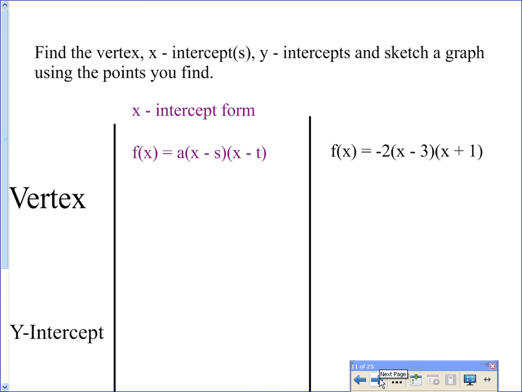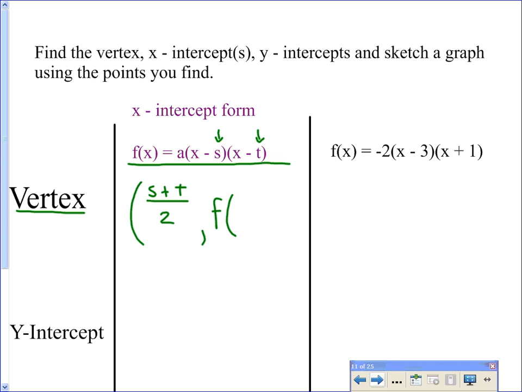All right, we've got one more form, and this is the x-intercept form. So for our x-intercept form, we're going to find the vertex first, and the vertex is going to be the average of these two. So we're going to say s plus t over 2, and that's going to be the x-coordinate. And so when you find the y-coordinate, it's just like we did in the previous example. You do f of s plus t over 2. Okay, so that's going to give you the coordinates of your vertex.